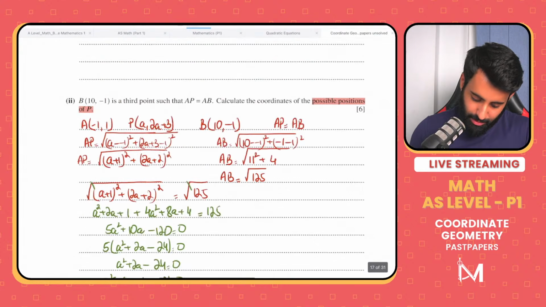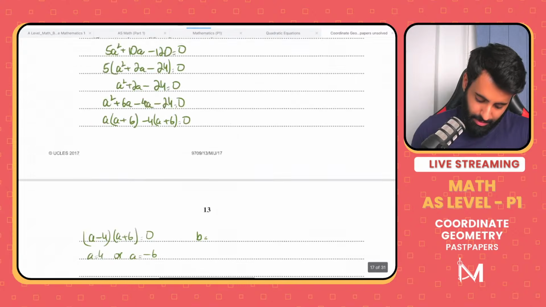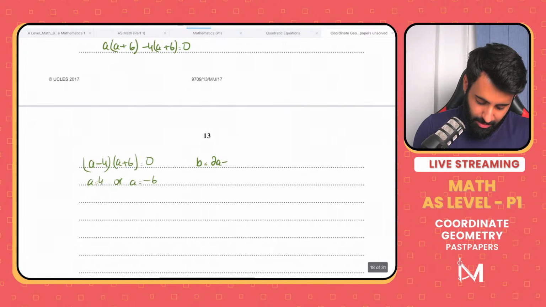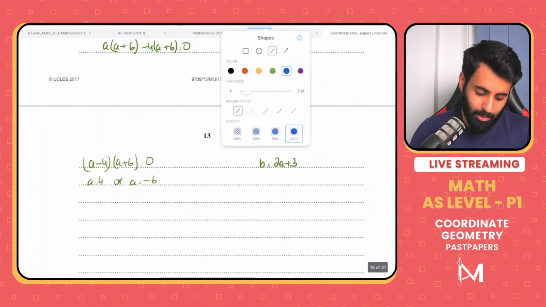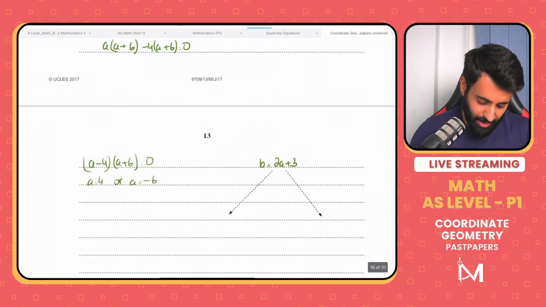Now, what is b equal to? If you remember, b was equal to 2a plus 3. Since you've gotten two values of a, that means you will get two values of b as well. So plug the values of a one by one and see what you get. Plug in 4 and plug in minus 6.